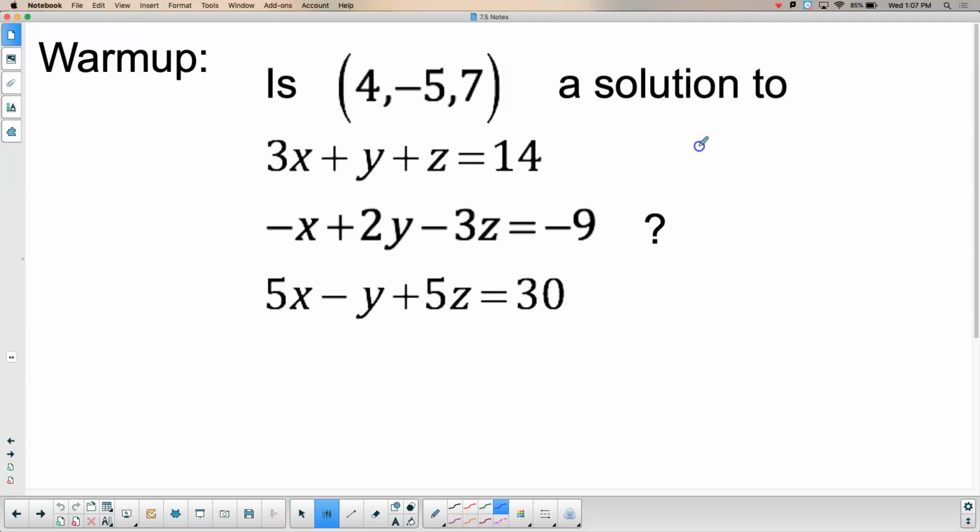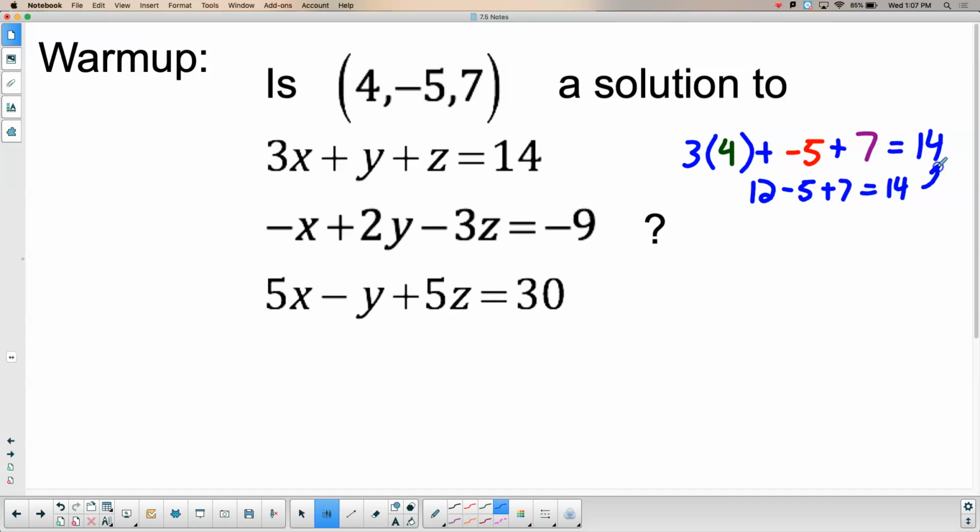So that would be 3 times 4 plus -5 plus 7, and that's got to be 14. So that's 12 minus 5 is 7, plus 7 is 14. Those work out in the first one.